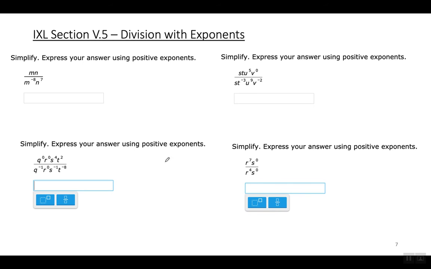You know what? Instead of rewriting everything, let's look at the q's. The q's have a 0 on the top and a negative 1 on the bottom. So 0 minus negative 1 equals positive 1. All right, so I got q to the first power on the top. The r's are the same, so they cancel out.